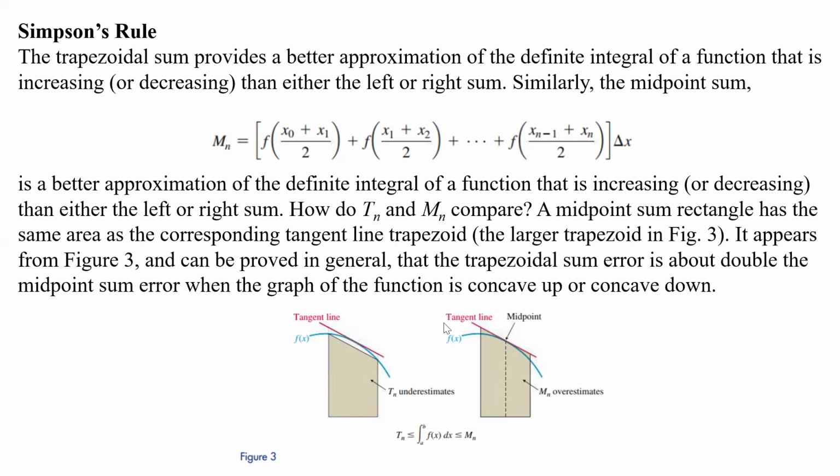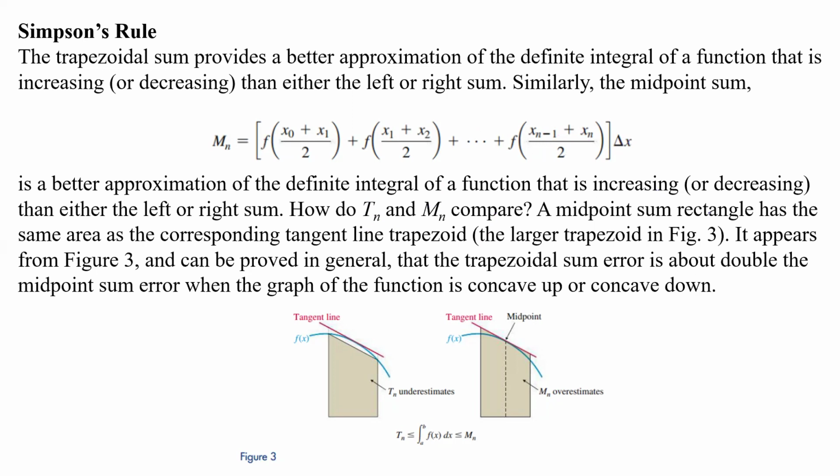So it's kind of the midpoint. And so what we have here is f of (x0 plus x1)/2, (x1 plus x2)/2, and f of (x(n-1) plus xn)/2, and then all times delta x. So that's going to be a better approximation of the definite integral of a function that's increasing or decreasing than either the left or right. But how do our trapezoidal rule and our midpoint compare?